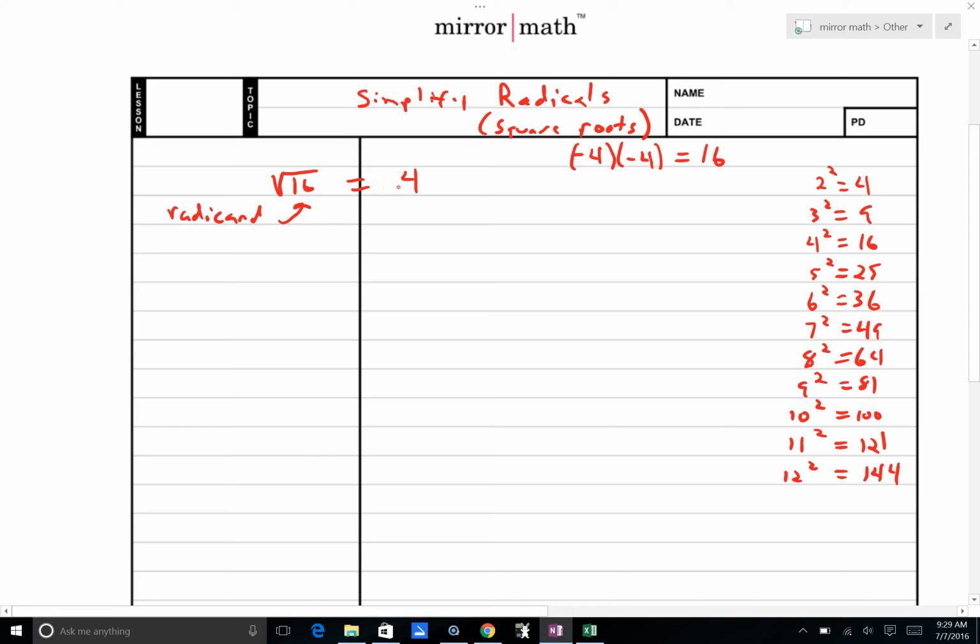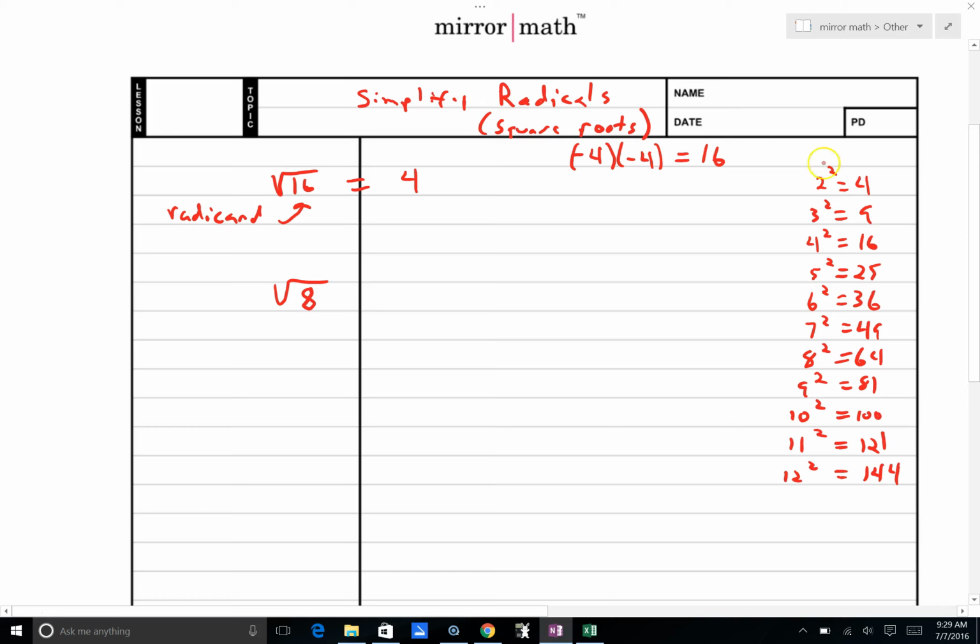Well, what if we needed some number that wasn't a perfect square, like say the square root of 8? Well, you could use your calculator and you could find that the square root of 8 is approximately 2.8 or so. But what we're going to learn how to do is to simplify this into the product of a number that you can take the square root of and one that you can't.